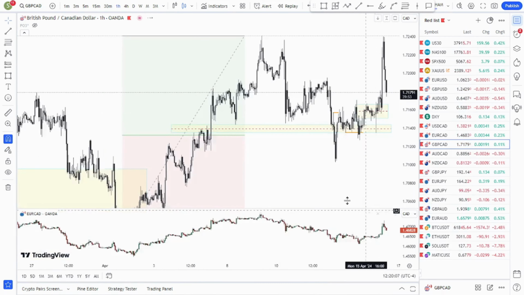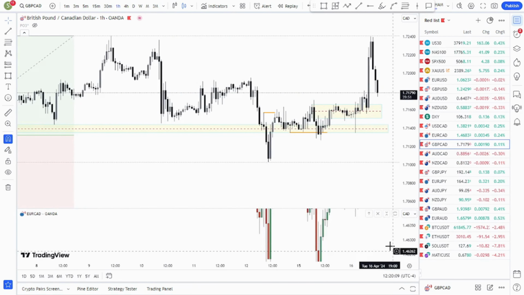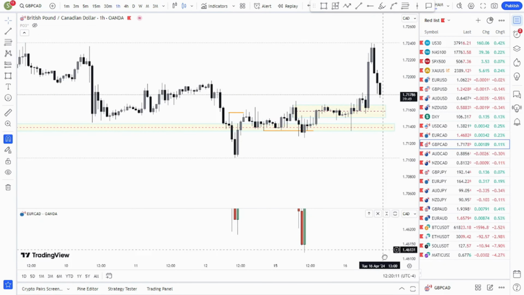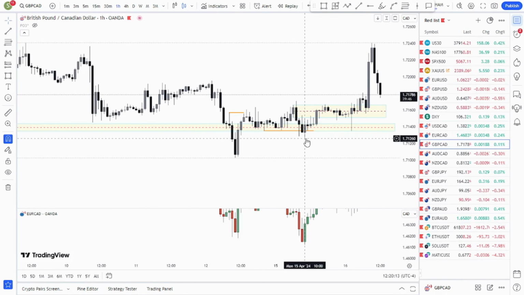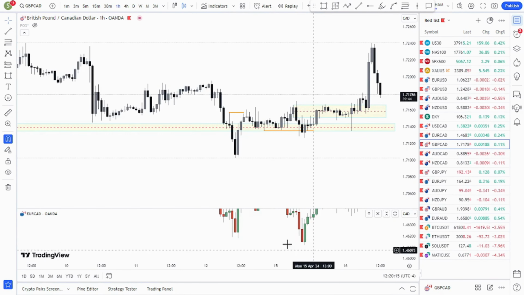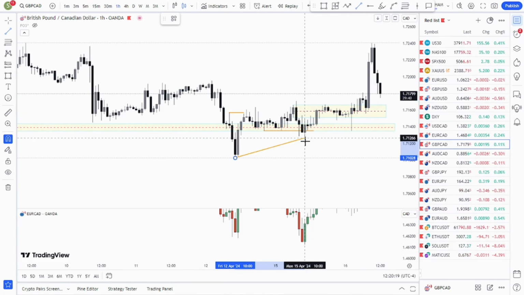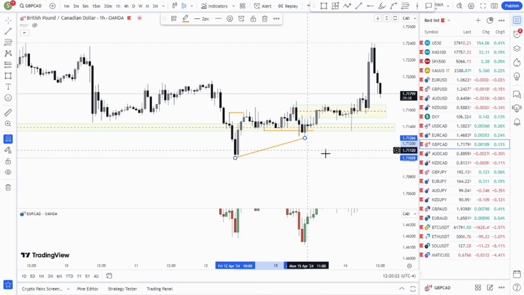Also, one thing which I missed is, we had an SMT. This SMT is also visible on the daily time frame. This low right here: in EU it was a lower low, and in GBPUSD it was not. So this was an SMT. Quite clear.